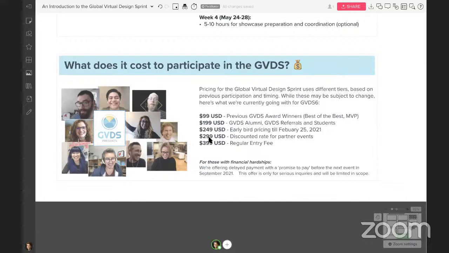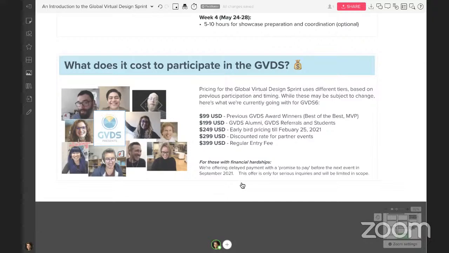After that, there would be discounted rates for partner events, or if you know somebody that has been through the GVDS, there's a referral program that goes along with that as well. For those that have won awards in this particular event, like peer-based awards for their work, they have a much lower price tier because I welcome them in because they're part of the event. They've already proven and shown that they've really contributed in a meaningful way. So I try to make it worthwhile for people to come back if they really like the event and find a benefit from it. So it's a mutual agreement that there's a lot of value for both parties.